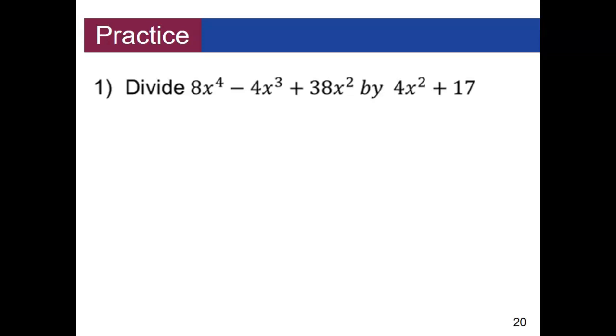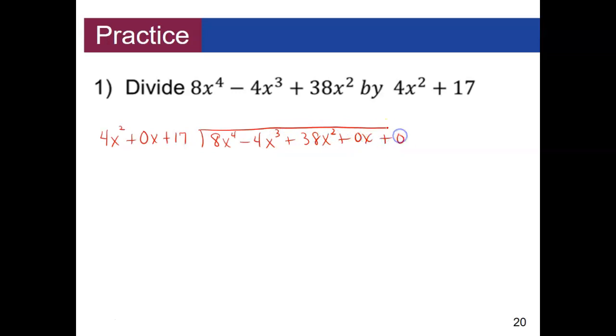So you should have decided to do long division. This one would have to be done by long division because we have this squared term here. So I'm going to set this up and have 4x squared plus 0x plus 17 as my divisor. And then I'm going to have 8x to the 4th minus 4x to the 3rd plus 38x squared plus 0x plus 0. Okay, so we'll get started.